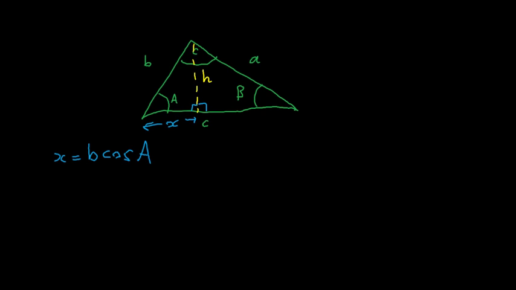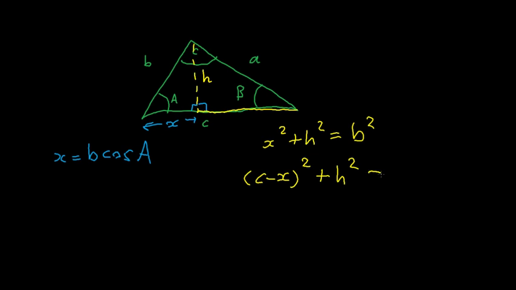Now when I use Pythagoras' theorem twice, let's use it in the left triangle. I get x squared plus h squared equals b squared. That comes from the three lengths of the sides. Then in this other right angle triangle, notice it's not c, because c is the entire base. I need to take away x to get the base of that triangle. So c minus x, that refers to this part here. So (c minus x) squared plus h squared equals a squared.